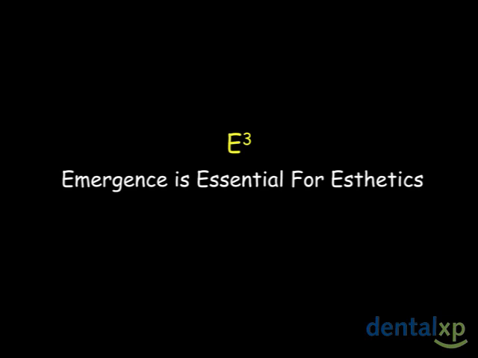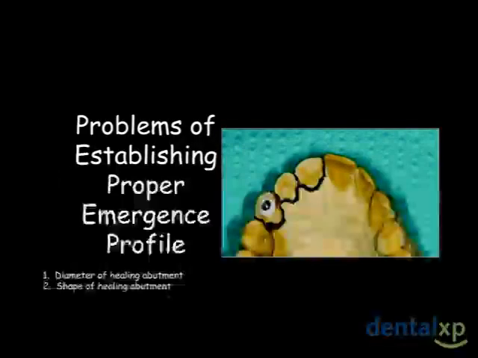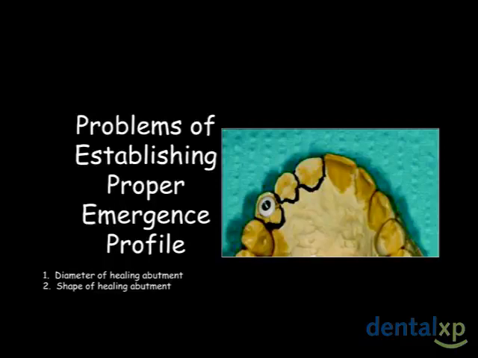Optimum aesthetics can be achieved with implant crowns if the proper emergence profile is created. There are problems in establishing proper emergence profile. One is the diameter of the healing abutment, and the second is the shape of the healing abutment.